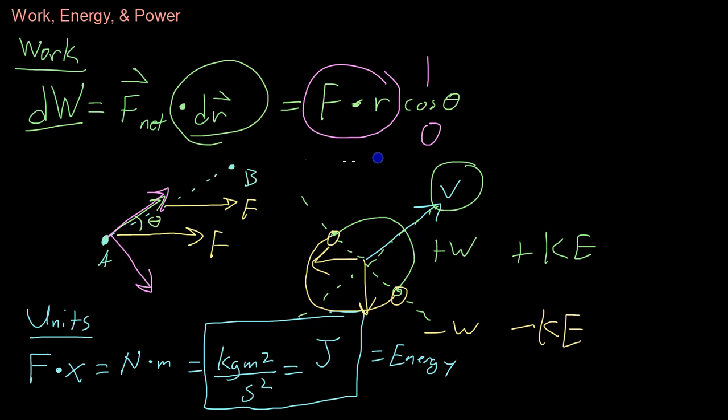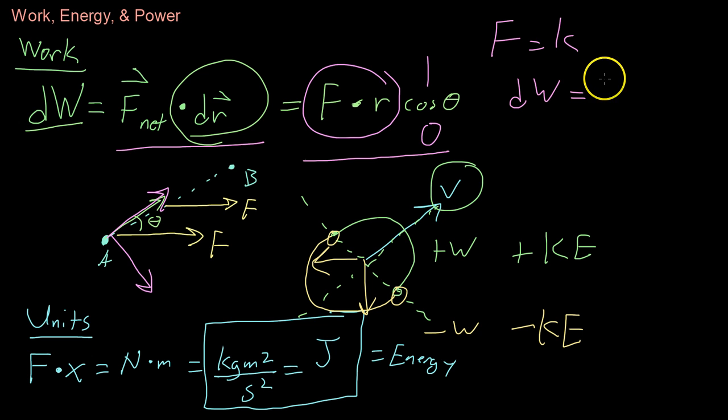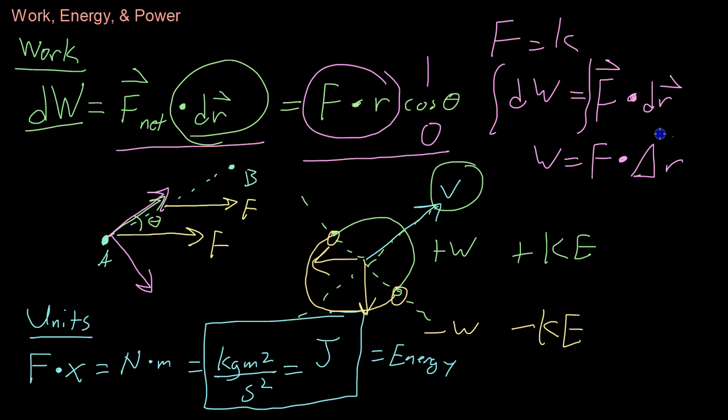Now, as a special case of this dot product, if the force is constant, then what you can do is integrate this work integral, instead of dW dot dr. You integrate both sides, and you get that the work done is simply the force dotted with the change in distance. And that's just for a straight line and a constant force.